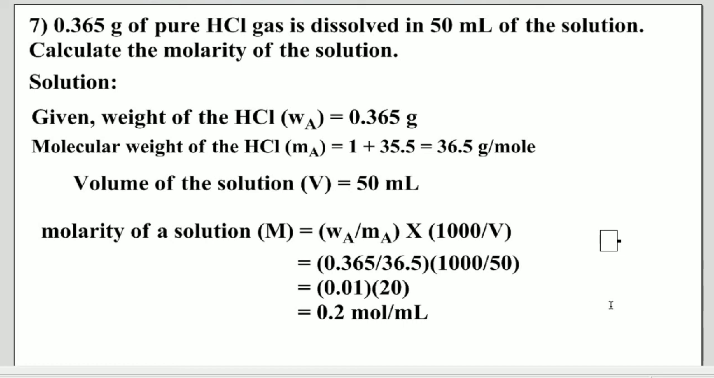So students, in this way, if we know the solute weight, the volume of the solution and the molecular mass of the solute, we can easily calculate the molarity of a solution.